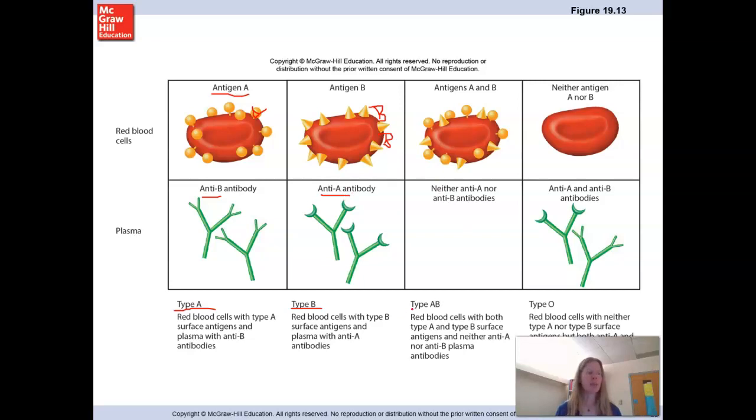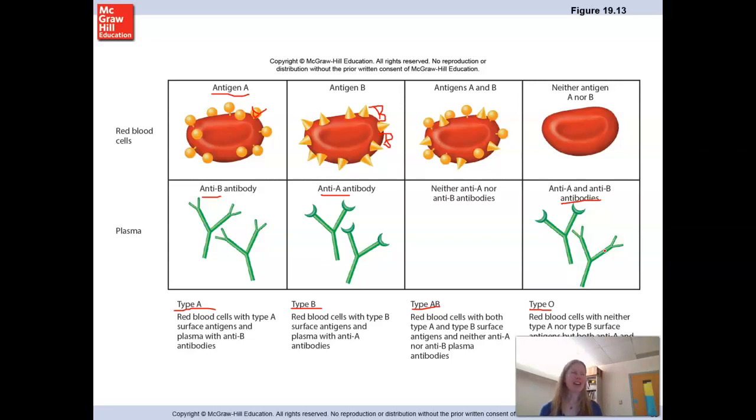Now, if you're type AB, you have both A's and B's on the surface of your red blood cell, and you don't want to attack either of them. So you don't make the anti-B antibody or the anti-A antibody, right? So neither of those antibodies. If you're type O, you have these naked red blood cells, right? We don't have that A or B hanging out on the surface. And so either of those would be seen as foreign. And so sure enough, we produce antibodies against both.